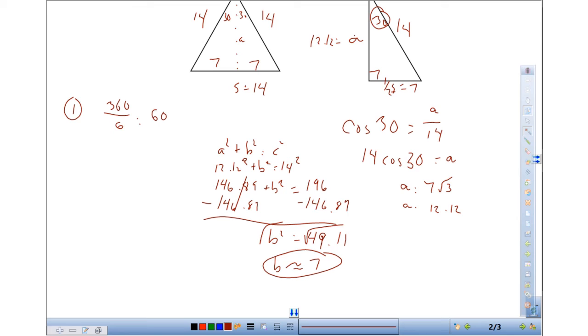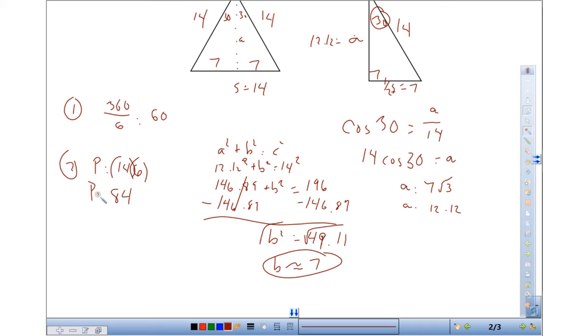I still need to find my perimeter, right? So let's find that perimeter. Perimeter is going to be equal to 14 times the amount of sides, which is 6. So 14 times 6 is 84. So my perimeter is 84.